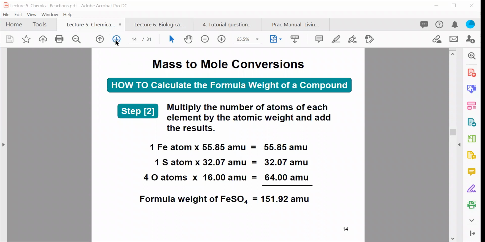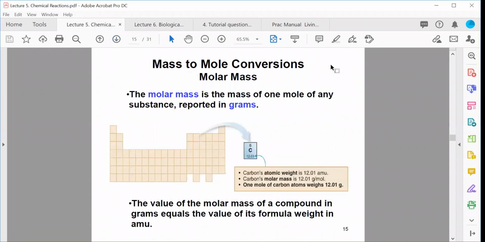All right, get rid of that. So that brings us to another important term. This term is referred to as the molar mass. So now you know what a mole is.